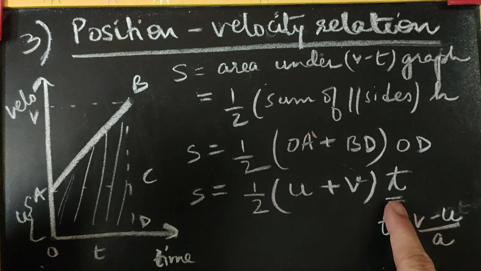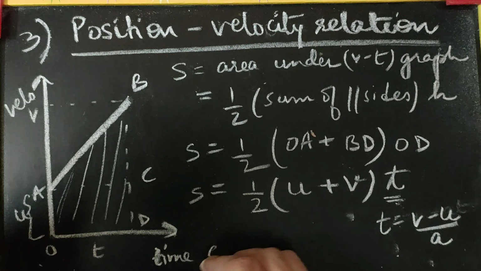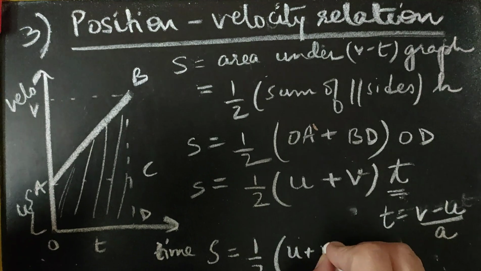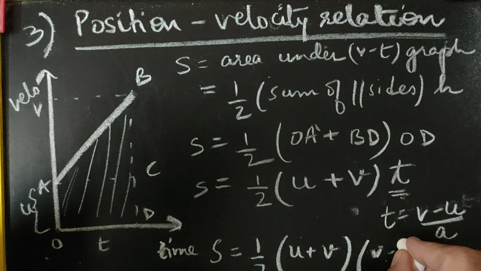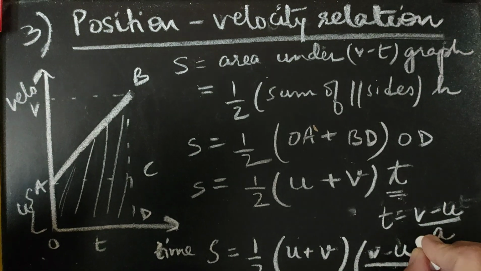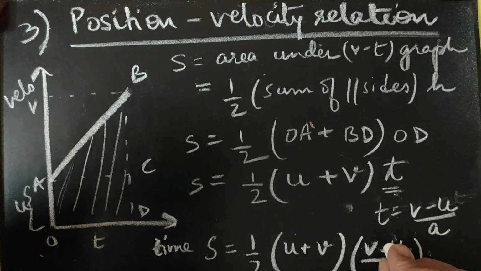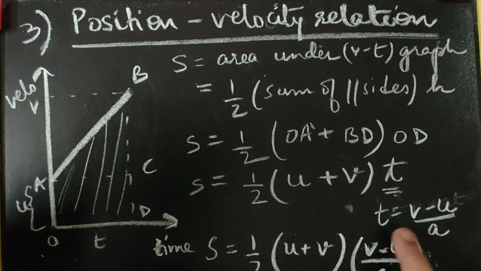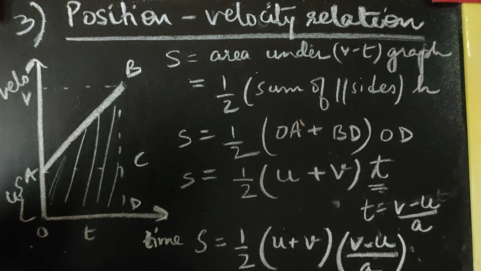So substituting t as v minus u upon a in this equation, what I get is s is half u plus v as it is, and instead of t I am substituting v minus u divided by a. This I have substituted from the first equation, which says v is u plus at. I have rearranged the terms and written t as v minus u upon a.